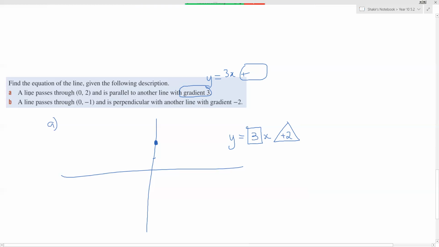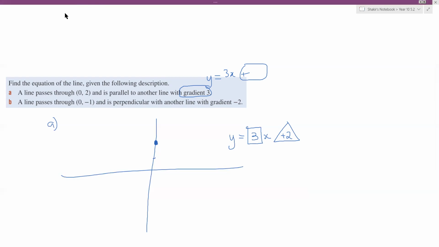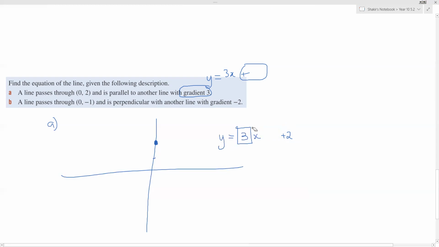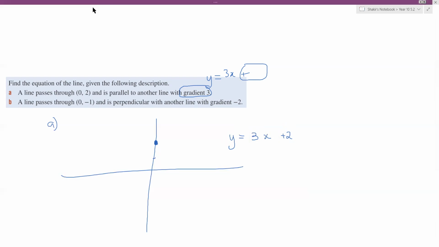Because the line passes through (0, 2), that tells us the y-intercept. And it's parallel with the line with gradient 3, which tells us the gradient. It's parallel, therefore it has the same gradient. So the equation of the line described in part A is y equals 3x plus 2.